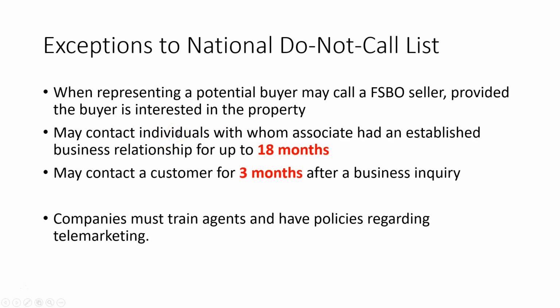There are exceptions to the do not call list. When representing a potential buyer, you may call a for sale by owner seller, provided the buyer is actually interested in the property and may want to see it. You may contact individuals with whom the associate has had an established business relationship for up to 18 months. That means you have actually maybe done a sale or found the customer a property. Or if you had a general inquiry, then you may contact that customer by phone for up to 3 months. Companies have to train agents and have policies regarding telemarketing and adherence to the do not call list.